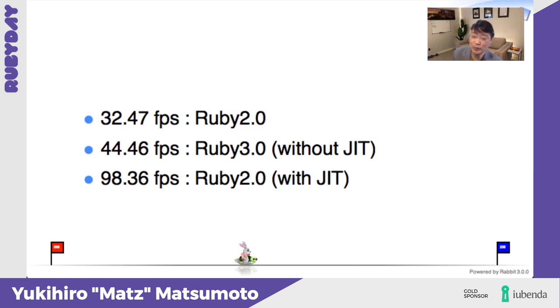And Ruby 3.0 with JIT, 98.36 frames per second. That means that by using the JIT compiler, OptiCarrot runs three times faster.